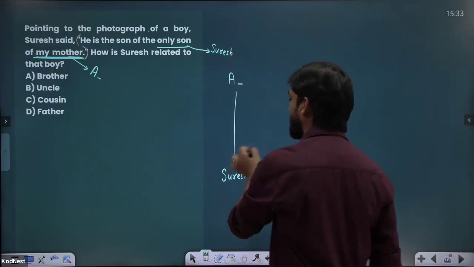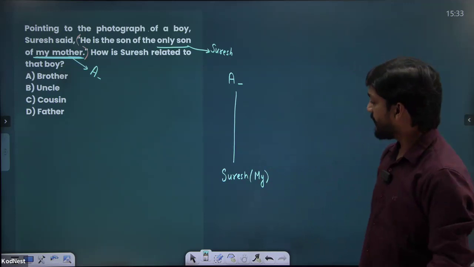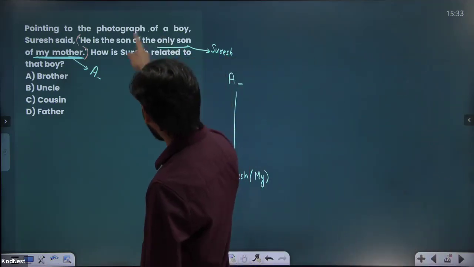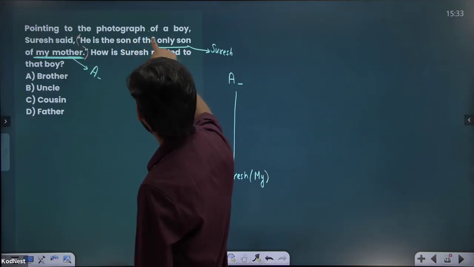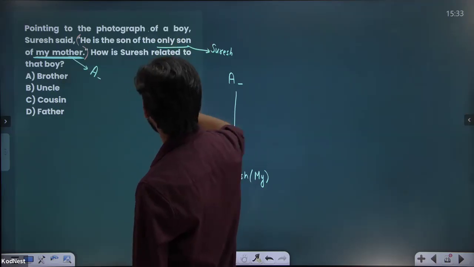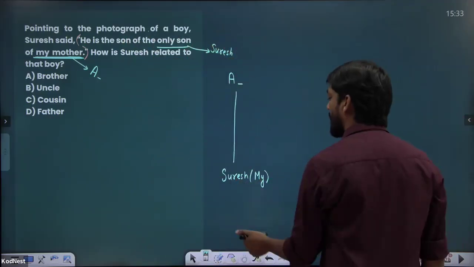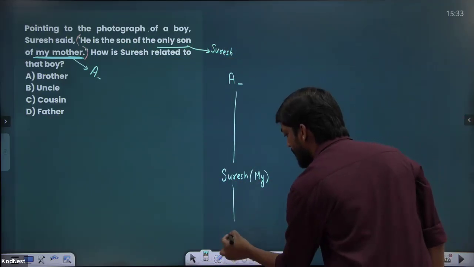Now Suresh is already there, so don't draw anything. Just keep it like this. Suresh. Now next, go behind this. Son of the only son. Only son means Suresh. So son of Suresh we have to draw. This is Suresh. Son will be one generation below.